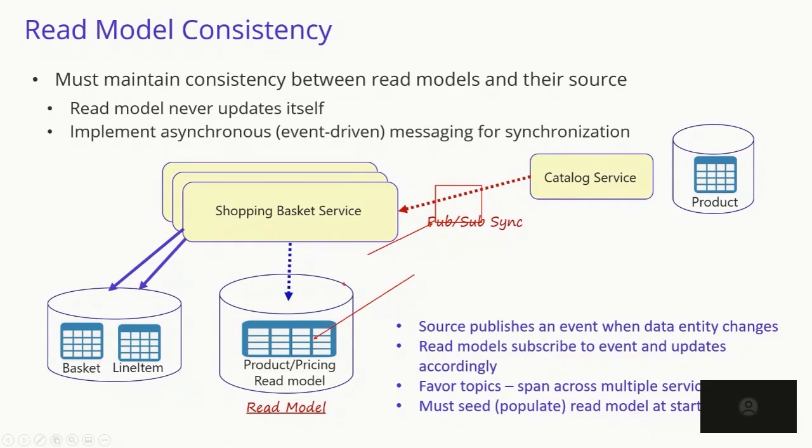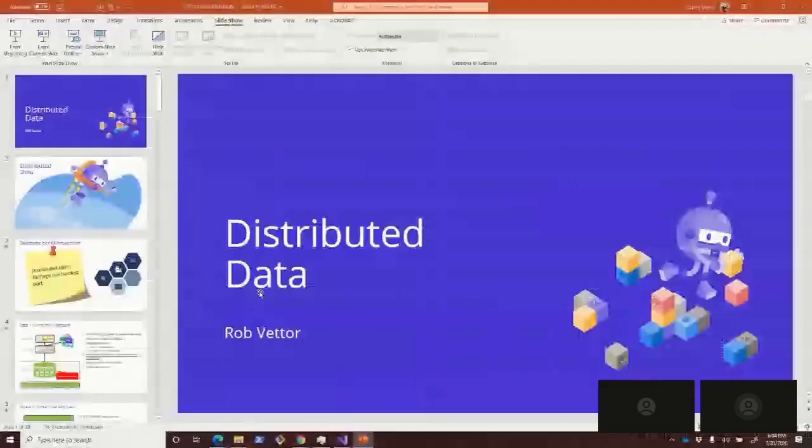Keep in mind, key thing here, catalog service owns product data. The product data in Shopping Basket is nothing more than a copy. So again, catalog, it manages product, it owns product. It is only when catalog sends a message to change product data to all the read models that this read model gets updated or changed. So again, let's get through this.